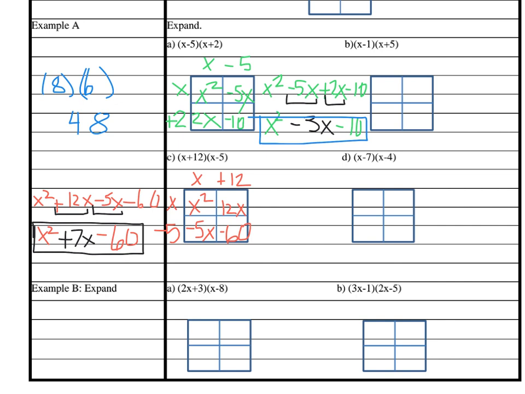Alright, next one we need to expand x minus 7 times x minus 4. x times x is x squared. And then x times negative 7 is negative 7x. And then x times negative 4, negative 4x.